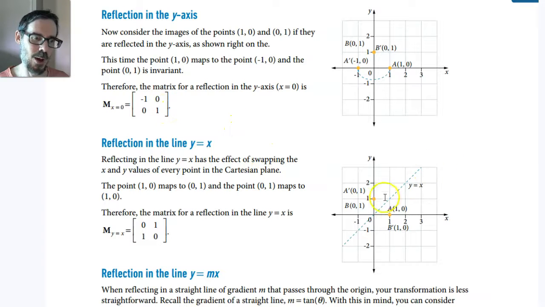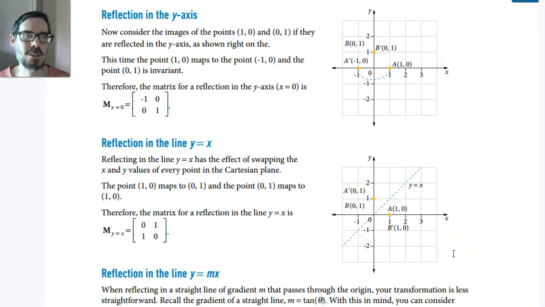Okay, what about the line y equals x? And you're just going to ask yourself the same question. What happens to 1, 0? Oh, it's going to reflect directly across to 0, 1. What about the point 0, 1? It is going to reflect to 1, 0. So again, I can easily work out the reflection matrix like this. And we could go on. What's the matrix for y equals -x? That's the line that goes like this. And we could keep going like this.